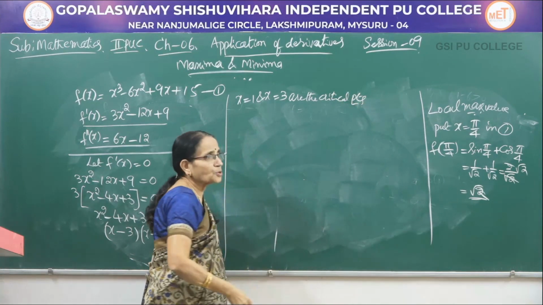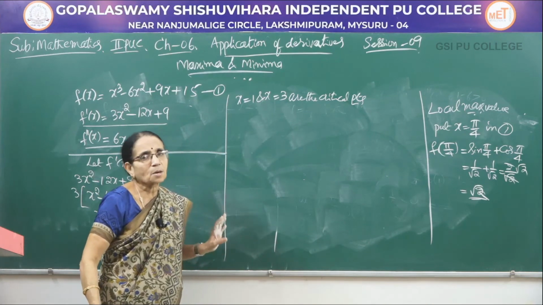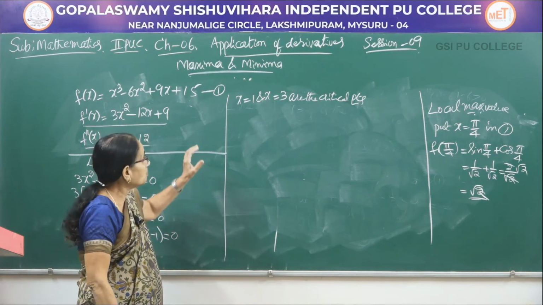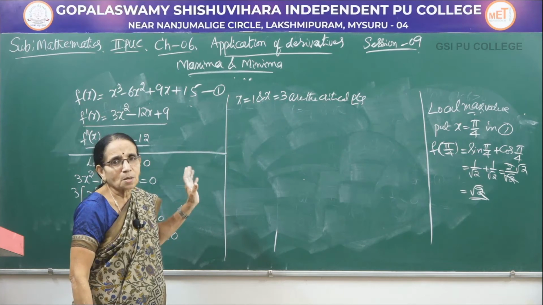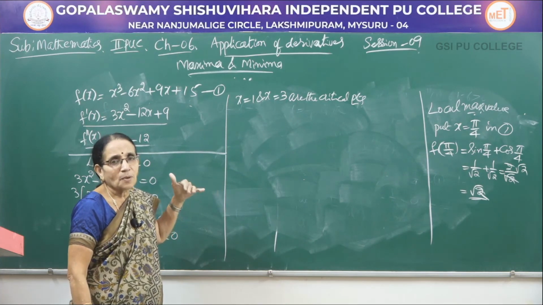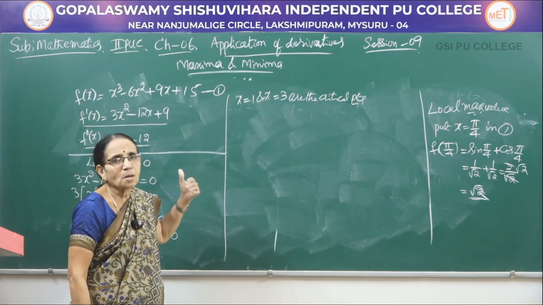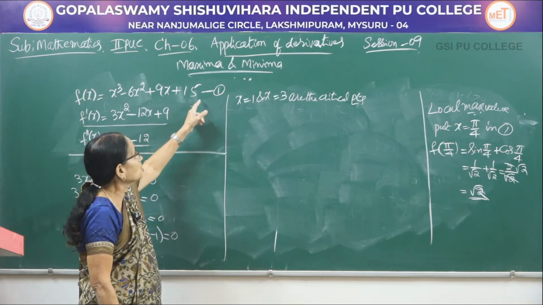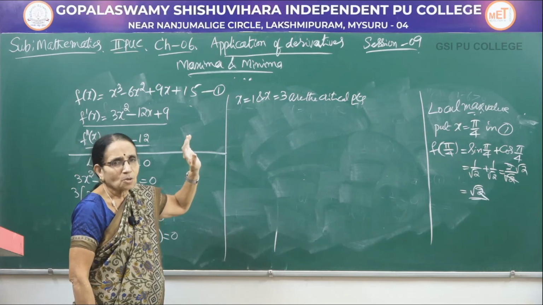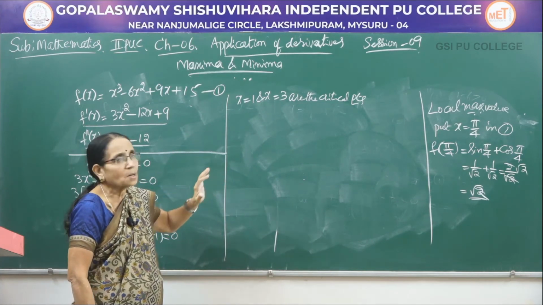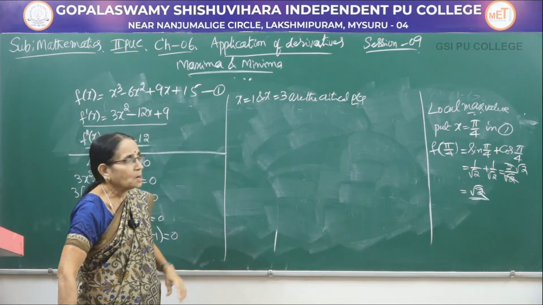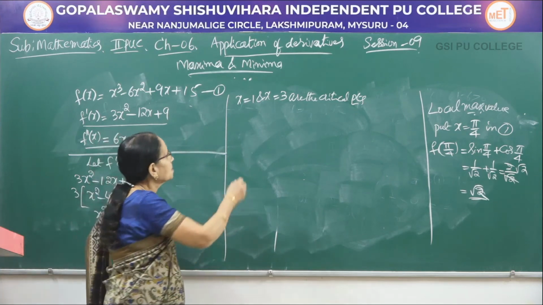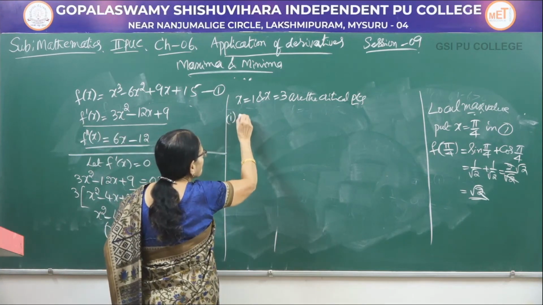See, equating the first derivative to 0 gives us the critical points, and putting these values in the second derivative gives us the information whether it is attaining a maximum value or minimum value. To get the minimum value or maximum value, you have to go back to the given function. So, all the three, for one reason or the other, we will be using all the statements here. Now, one by one we will consider.